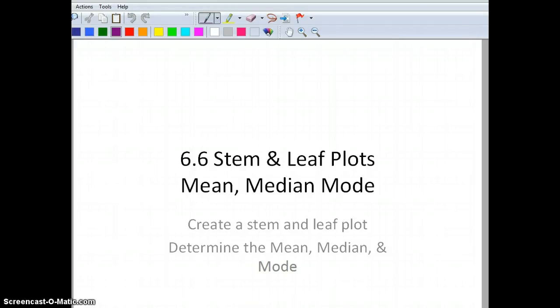Okay, this is section 6.6, stem and leaf plots, and we're also going to be discussing the mean, median, and mode. When we finish today, I expect you to be able to create a stem and leaf plot, and I also want you to be able to determine the mean, the median, and the mode.